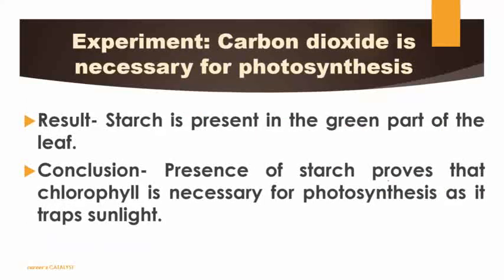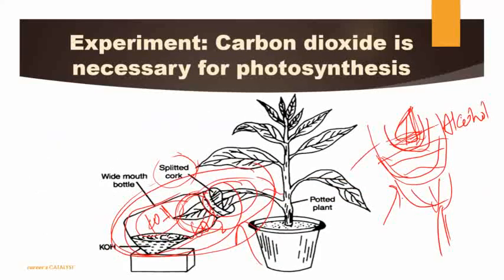This shows that that part of the leaf is not preparing food, which means no starch is present there. So the conclusion is what? The presence of starch proves that carbon dioxide is necessary for photosynthesis. If no chlorophyll is present there, then no photosynthesis will be completed. If no carbon dioxide is present there, then no photosynthesis will be completed, right?